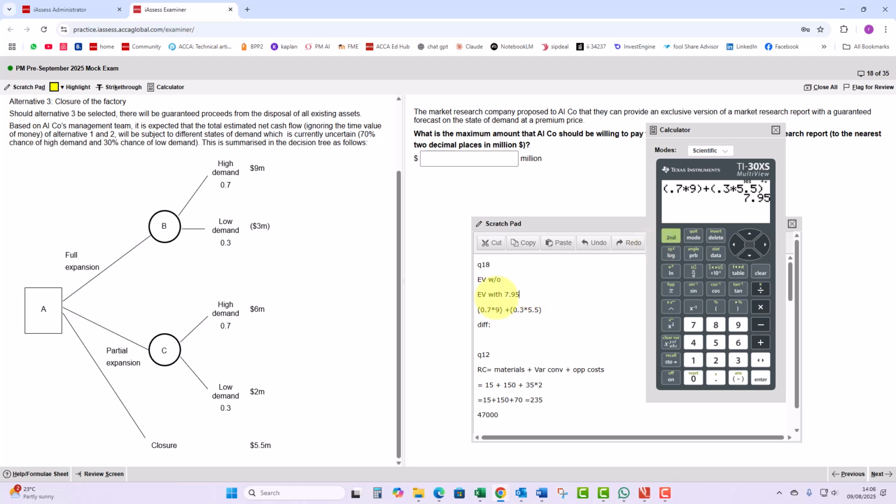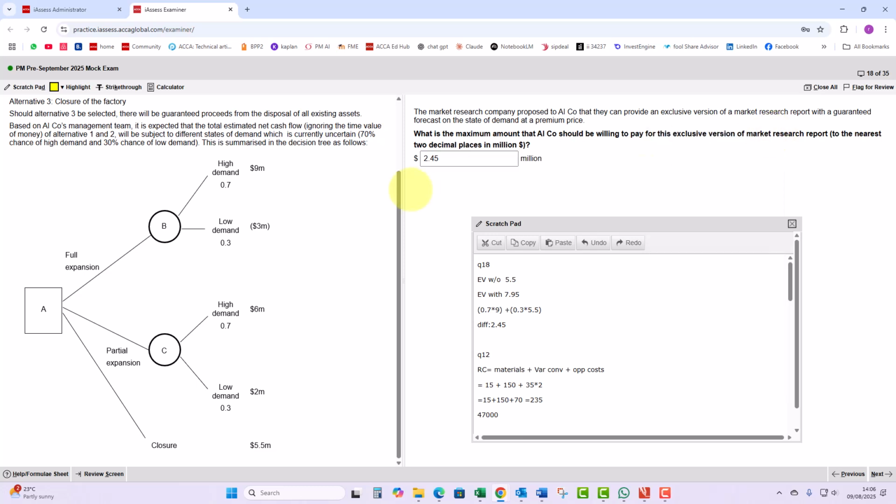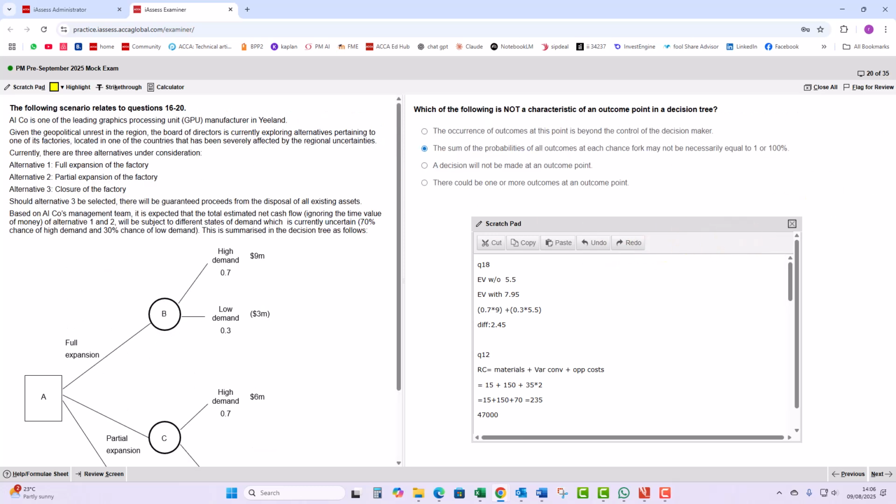With this report, we would have an expected value of 7.95. Without was what we chose in the previous question, which is 5.5. So the difference is 2.45 million. We want it to 2 decimal places, so 2.45. And that's the end of this question, ALCO.